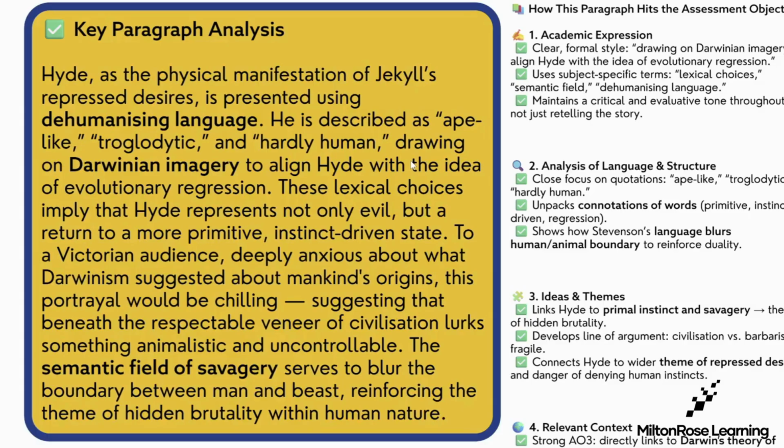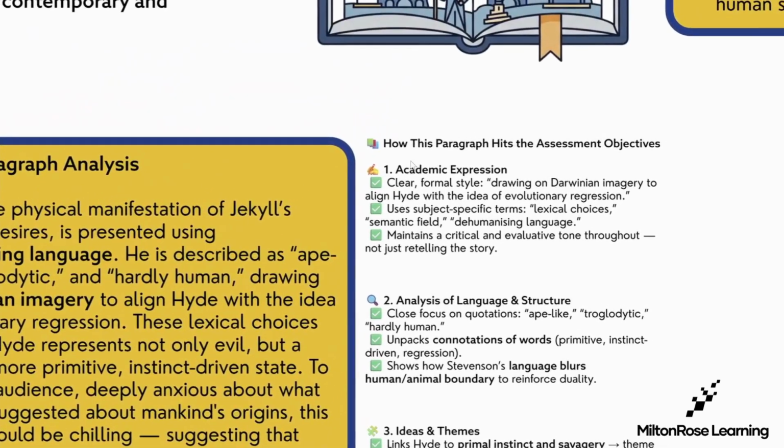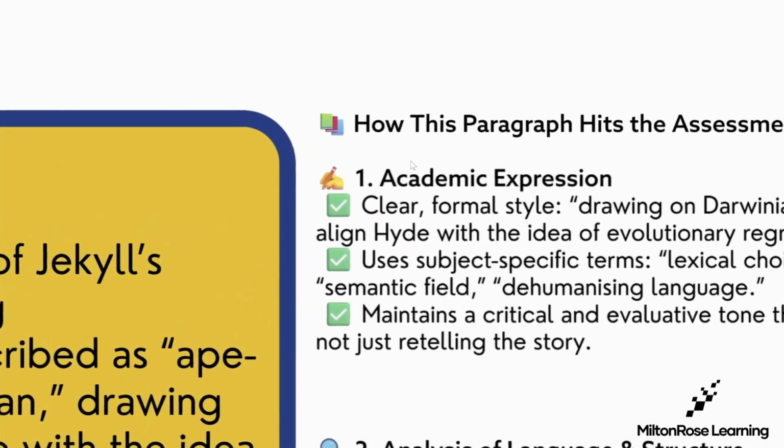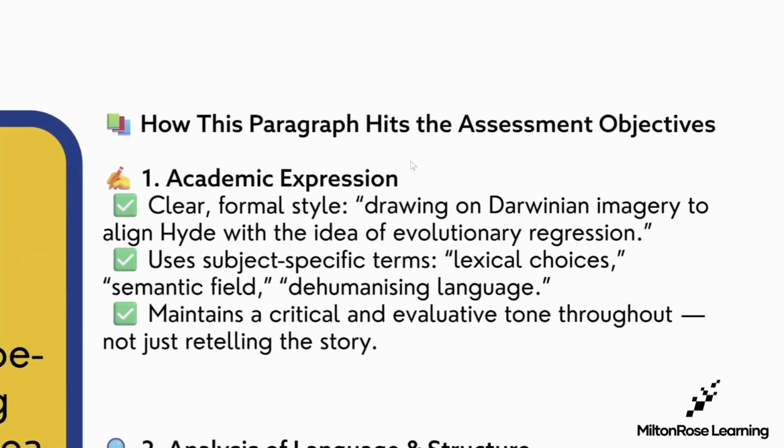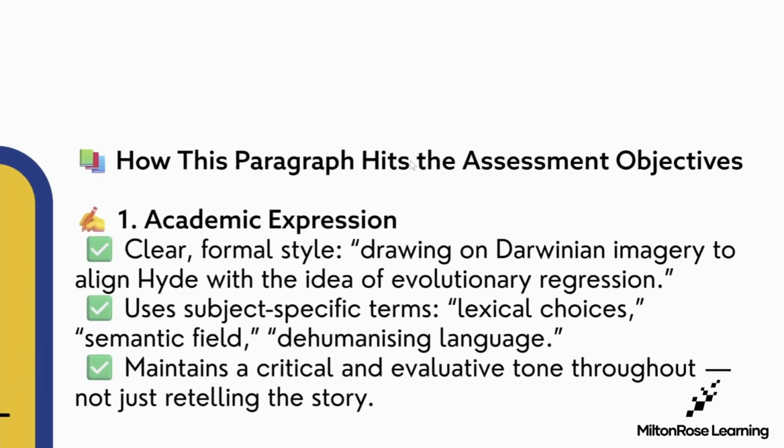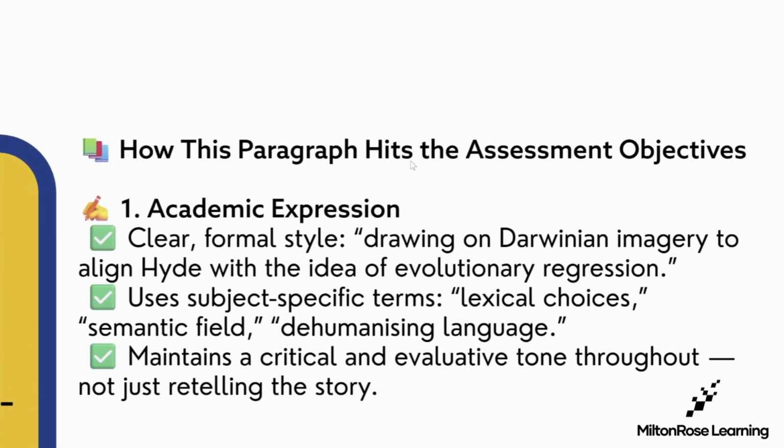Fantastic writing. But don't just take my word for it. Let's look at how it hits the kind of mark scheme, if we can call it that, the assessment objectives. Academic expression, number one. Well, it's got a clear formal style, drawing on Darwinian imagery, is very, very nice expression. It does use subject-specific terminology as well, lexical choices, semantic field. It's clearly a lit essay, and this student can write very well.